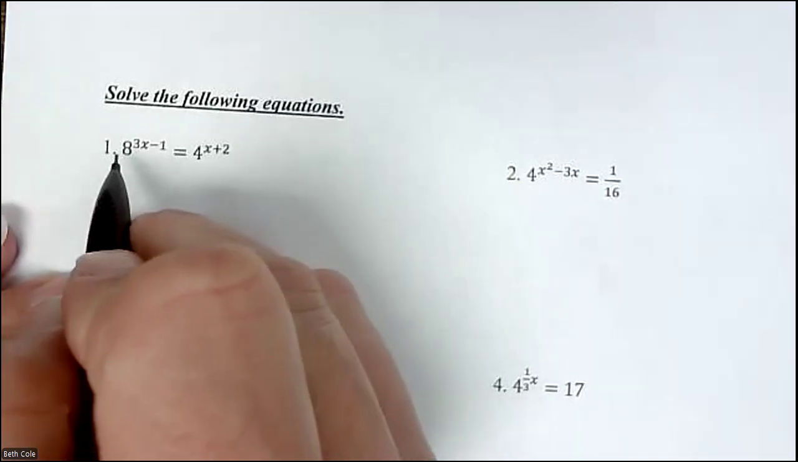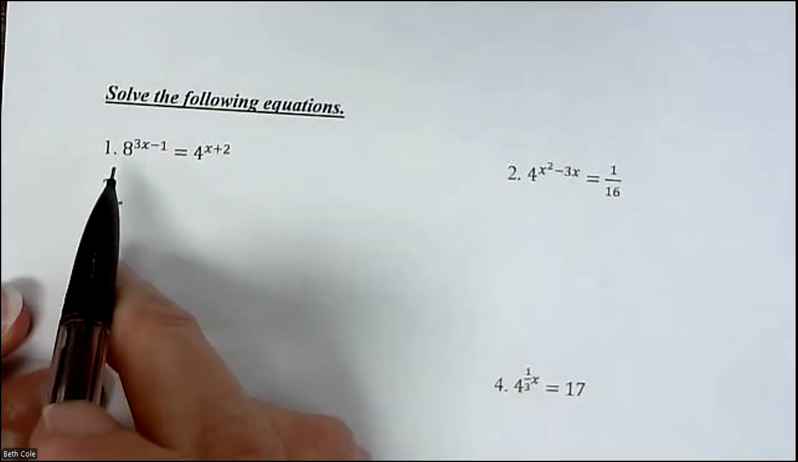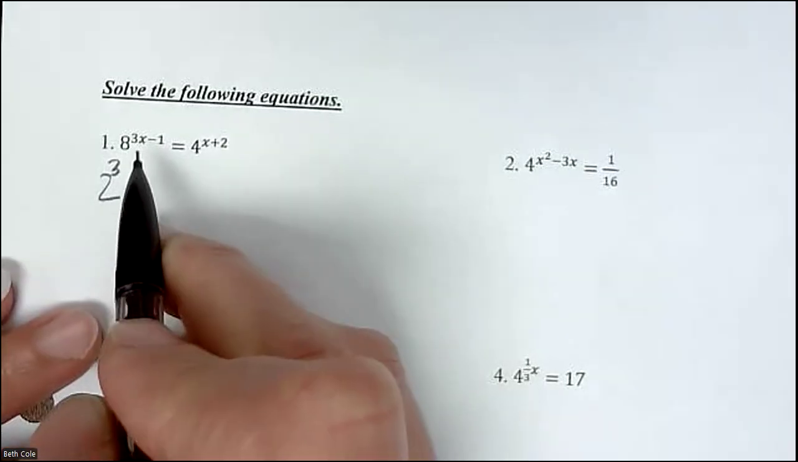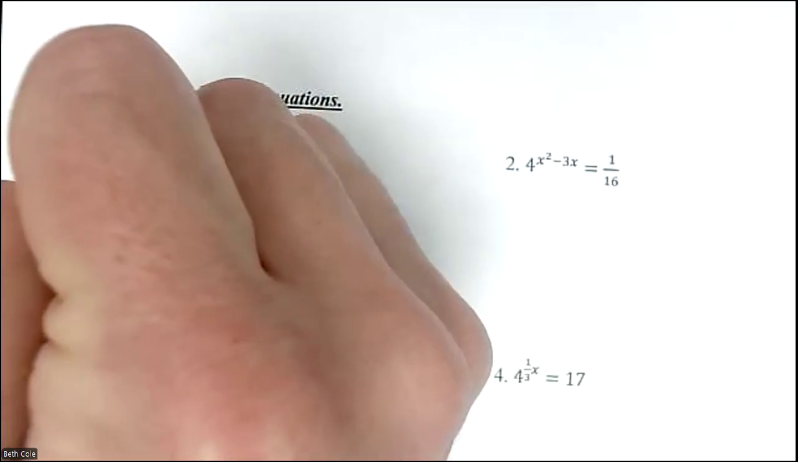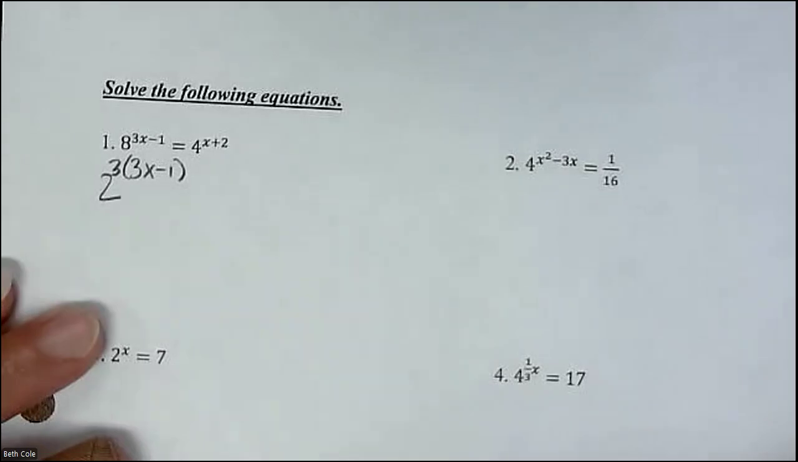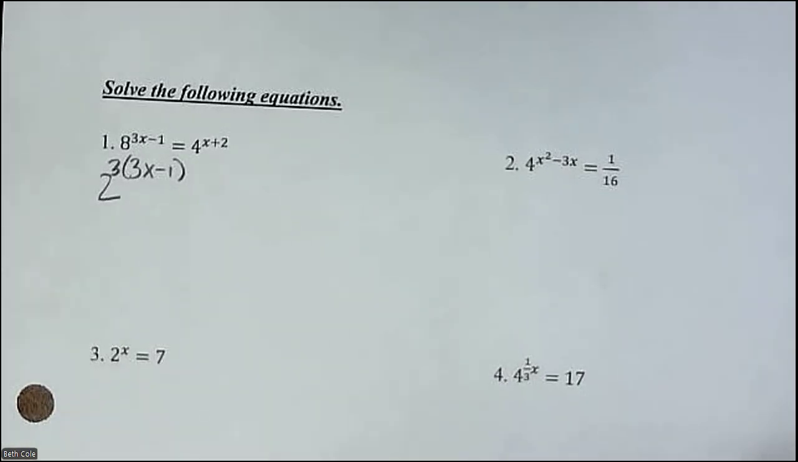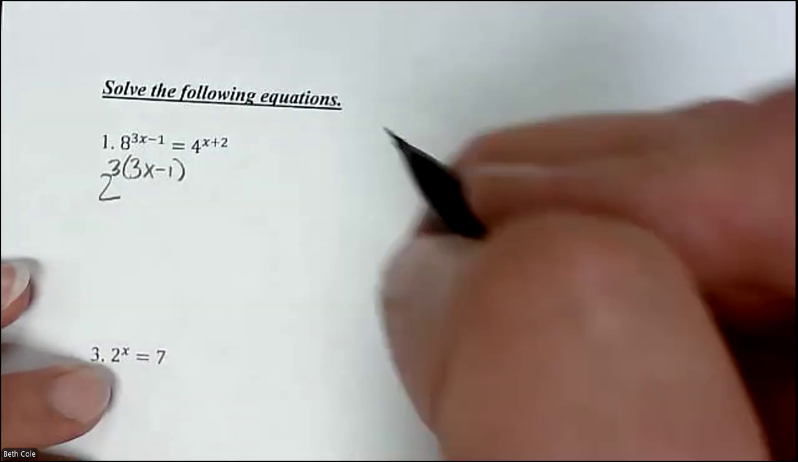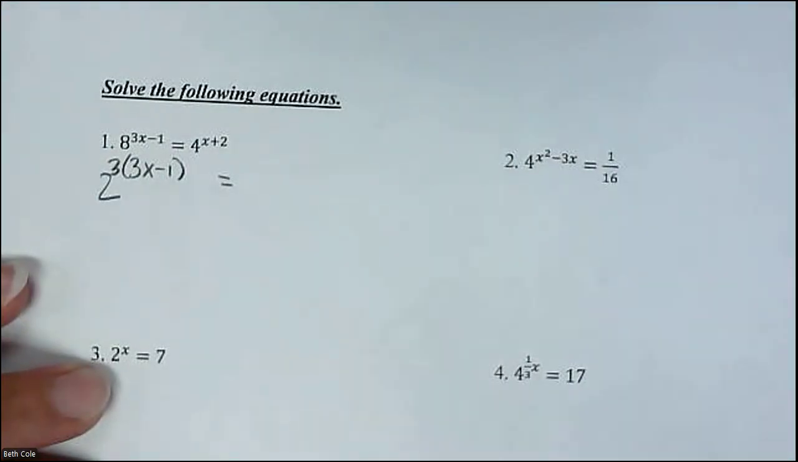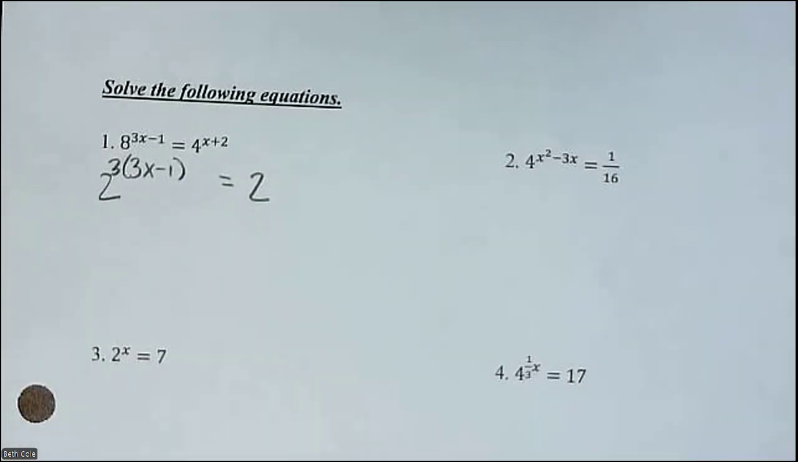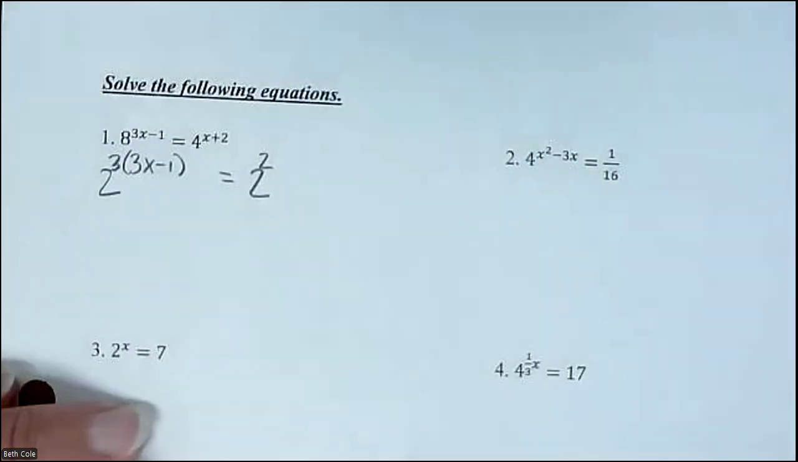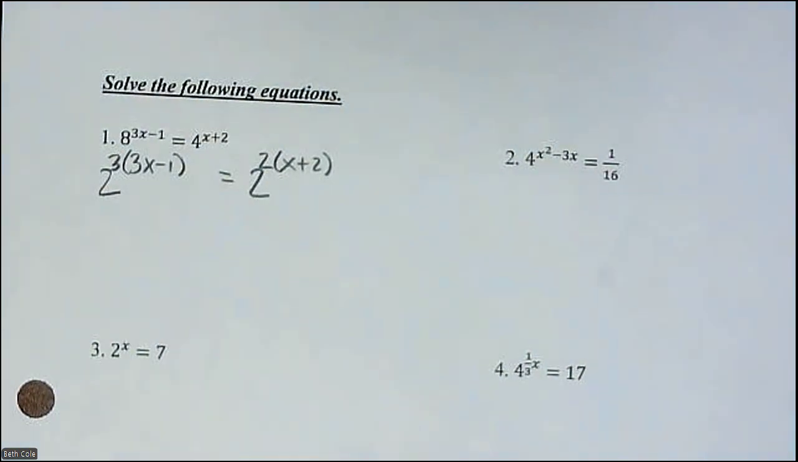All right. So 2 to what power will give you 8? 3. Good. So you're going to write 2 cubed. And then do you see how there's a 3x minus 1? That just stays. You simply give it a hug. It's just there. So we rewrote the 8 as 2 cubed. Equals on the other side. Now the whole point is to make them the same. 2 to what power gives you 4? 2. 2 squared is 4. And then that x plus 2 is kind of just there.